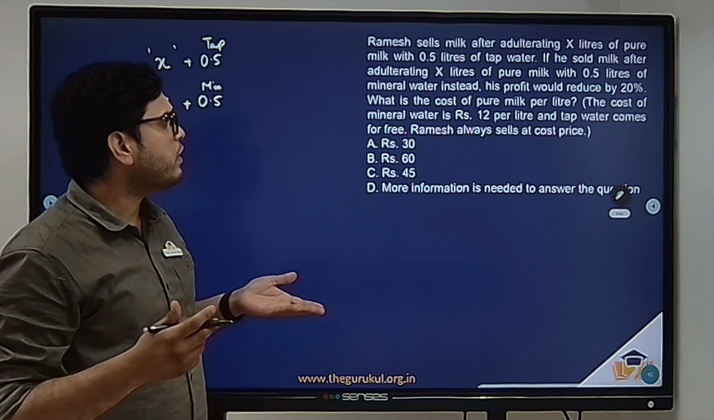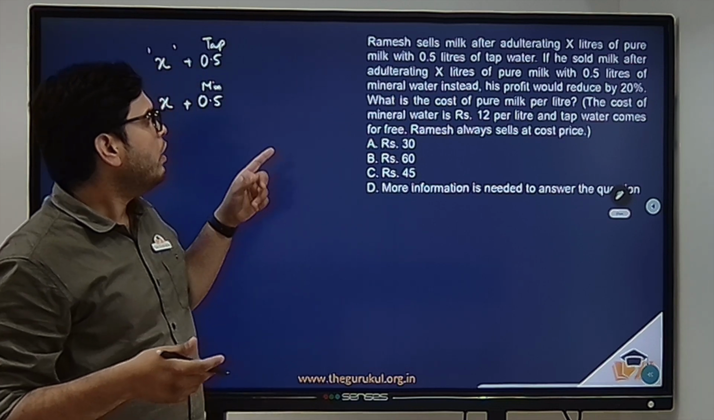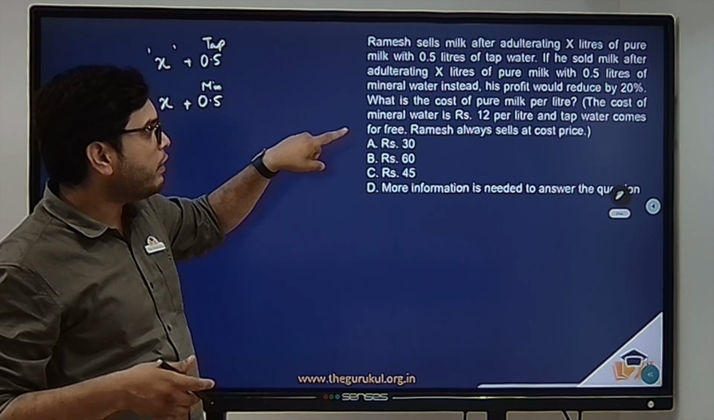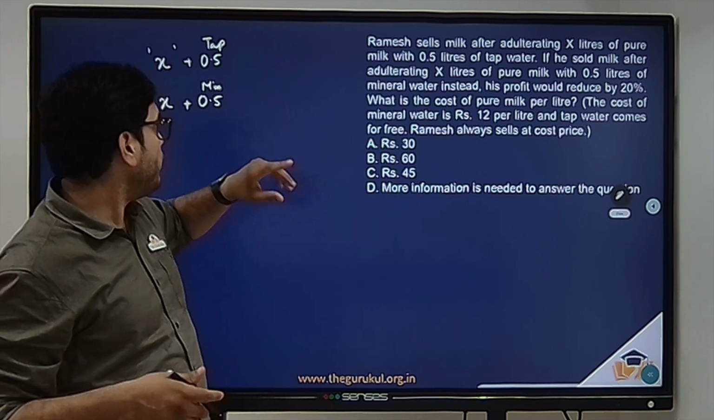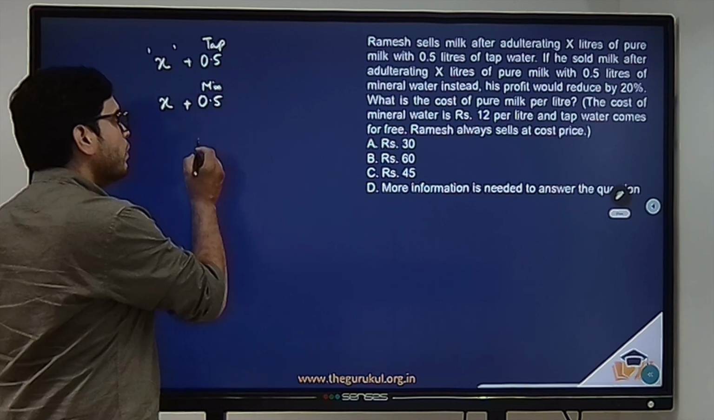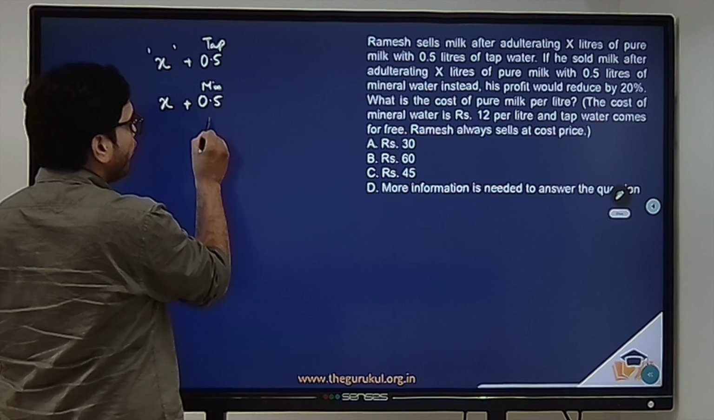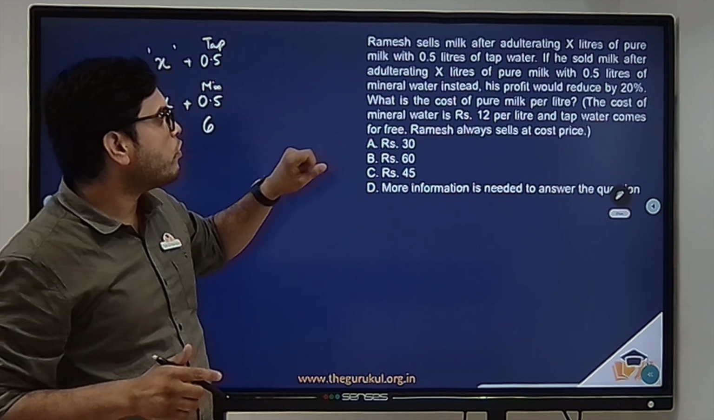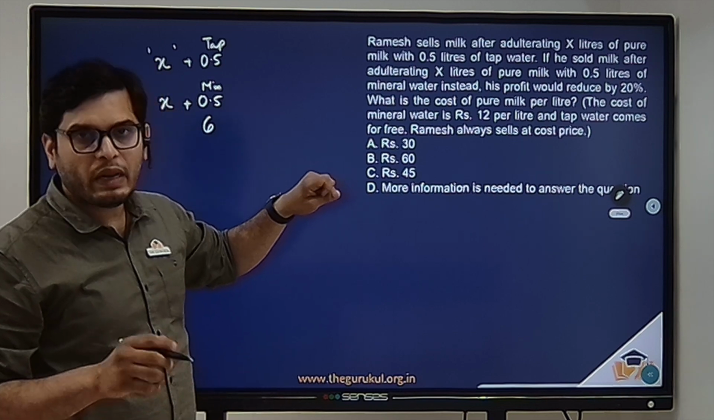Now, why is there a reduction in profit? Because the cost of mineral water is rupees 12 and tap water comes for free. So there is no charge for this 0.5 liters of tap water, whereas this 0.5 liters of mineral water comes at 6 rupees. Now what was asked? What is the cost price of pure milk per liter?